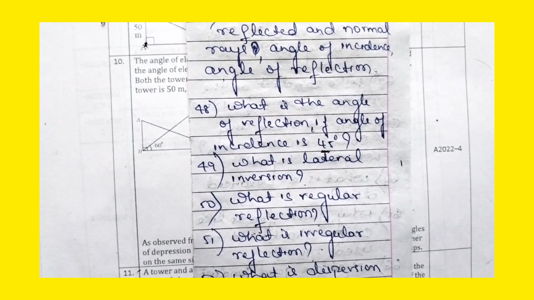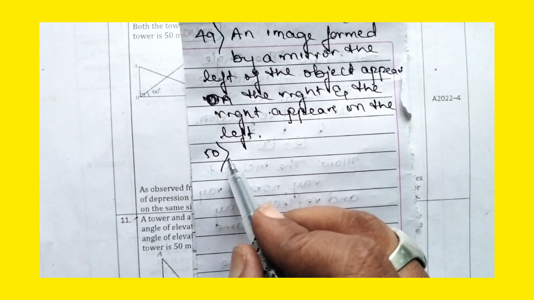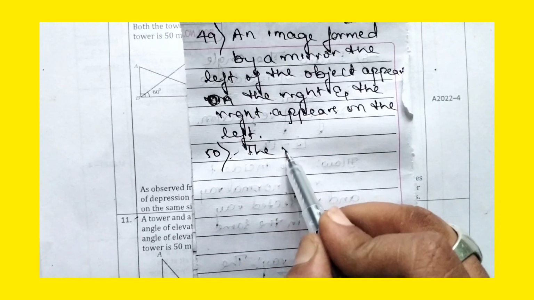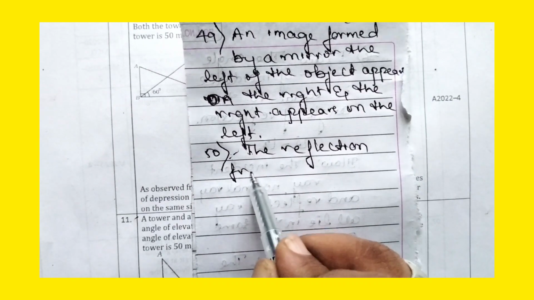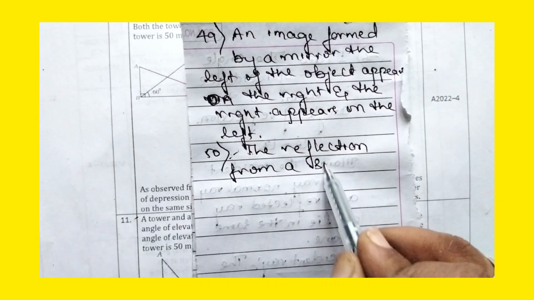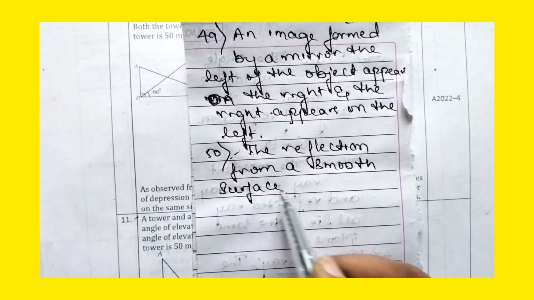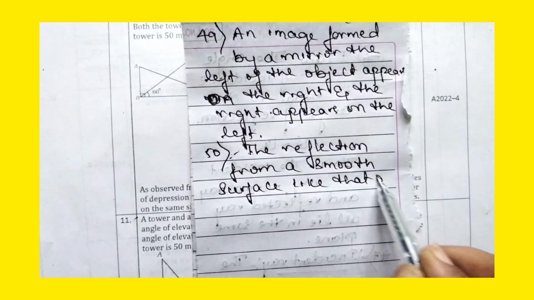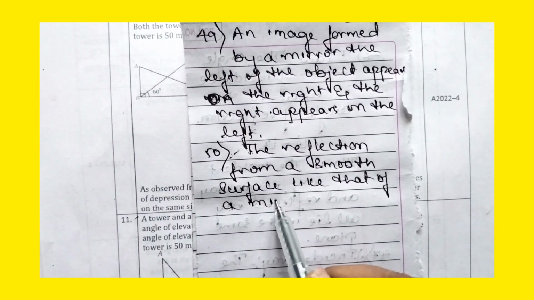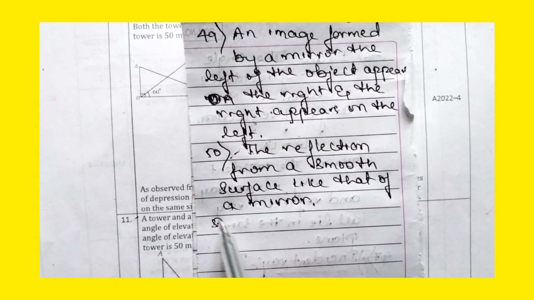Now let us move to the 50th question: what is regular reflection? Let us answer what is meant by regular reflection. The reflection from a smooth surface, like that of a mirror, is called regular reflection.